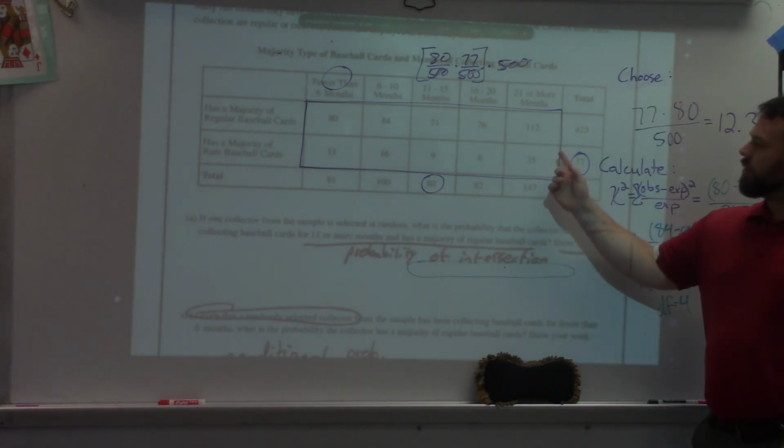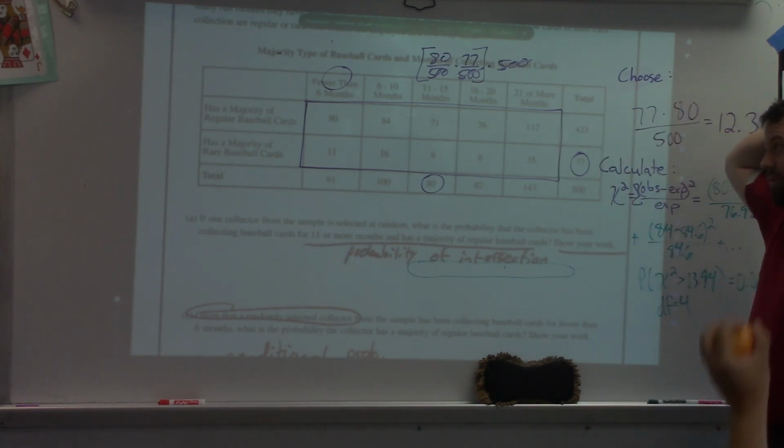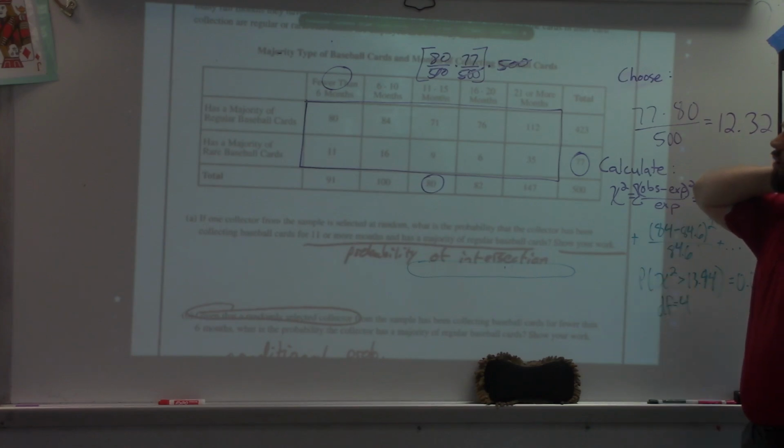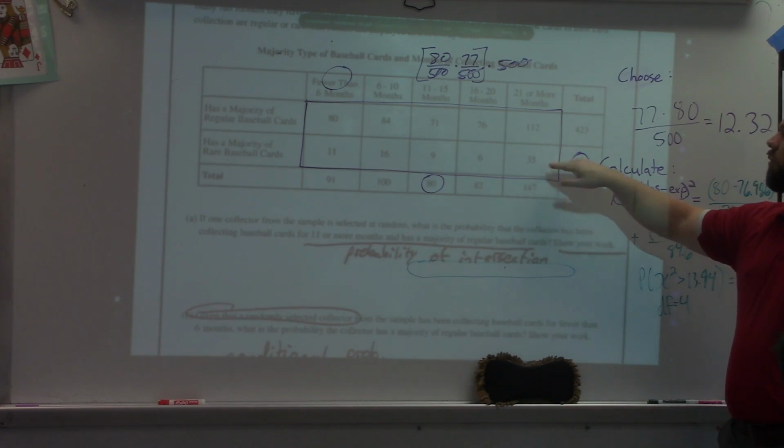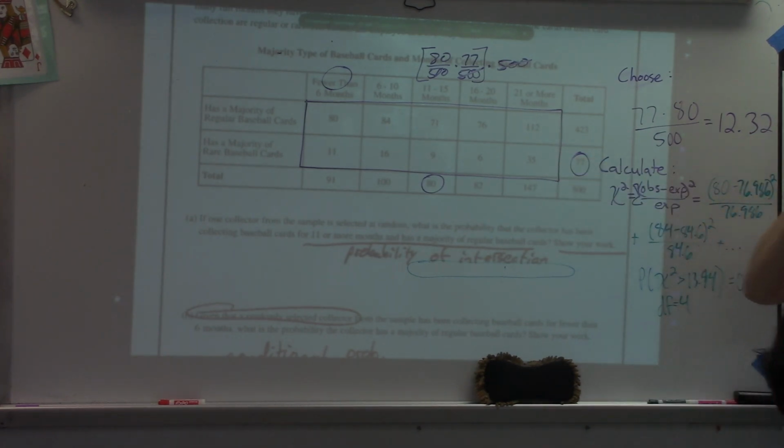So, the group of individuals who have a majority of rare baseball cards and have been collecting for 16 to 20 months or 21 or more months were the most different from what was expected, and so they're the reason why there does appear to be an association between type of card you have and the number of months spent collecting. So, you didn't have to do all that, but that was to help us practice.